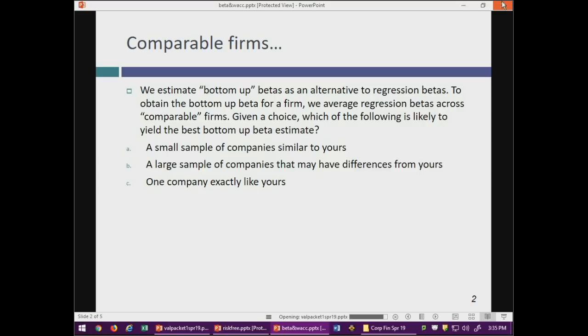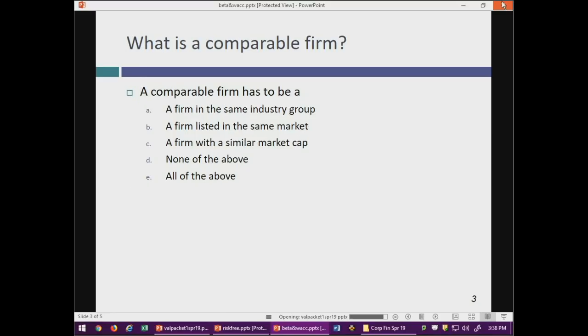When you're doing pricing, it's different. When you're trying to come up with a PE ratio for your stock, maybe you want to stay with a small sample. With betas, we're going to go big because we want large samples. And when we talk about comparable firms, at least in the context of measuring risk, what are we talking about? Are we talking about other companies in the same industry group, the same market cap, none of the above, all of the above? How should I go looking for comparables?